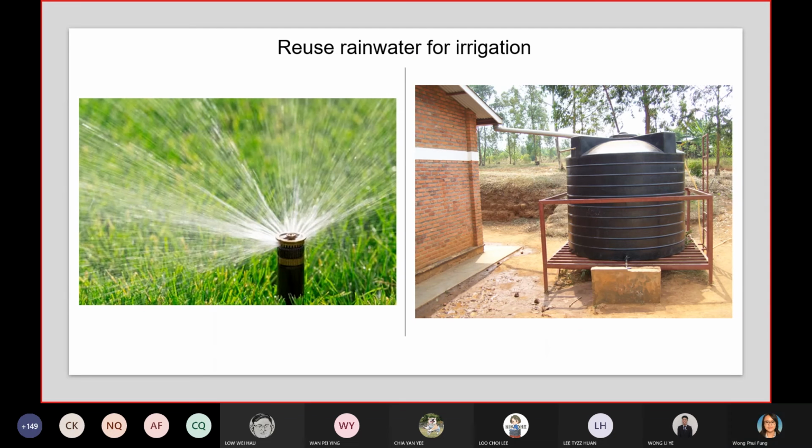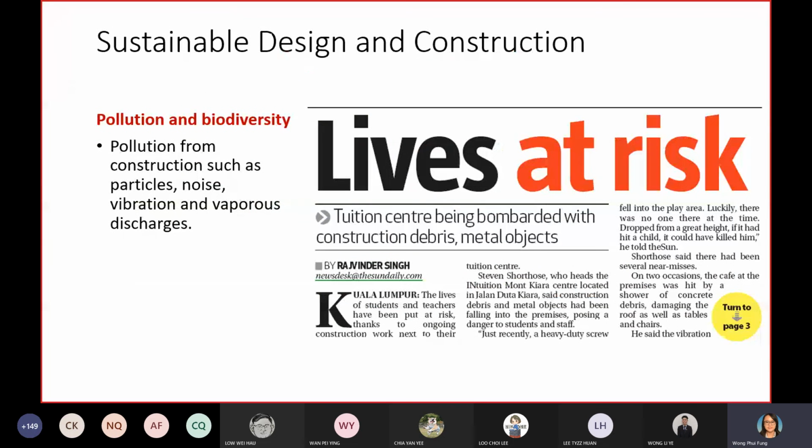Okay. And very commonly, for a residential property, they can actually have a rainwater tank so that they can reuse it, commonly for irrigation. Okay. And no more ideas.